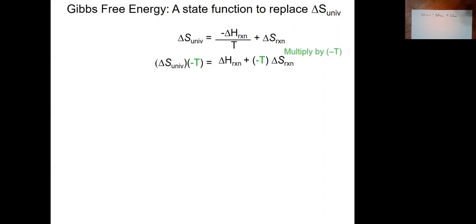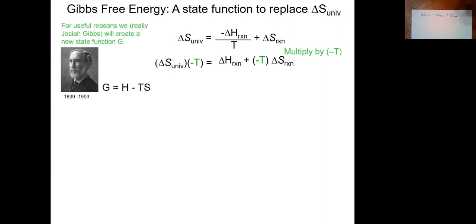Simplifying all that a little bit, we come up with one thing. The guy that said, well, let's simplify this mess is Josiah Gibbs. And so he said delta S universe times negative T, we're going to call that G. That's Gibbs free energy. That's the new state function that Josiah Gibbs talked about. So G is equal to delta H of the reaction plus negative T, let's just make that minus T delta S. Delta G is equal to delta H minus T delta S.